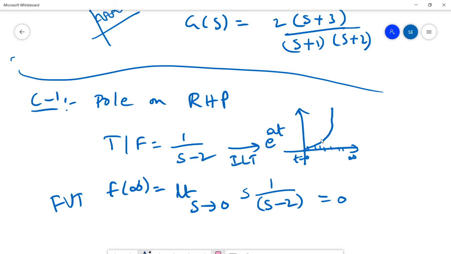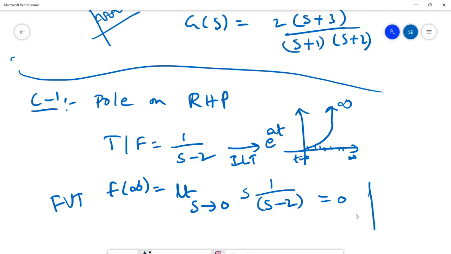But if you observe the plot, it is actually going to infinity, right? So for systems where the poles lie on the right hand side, this final value theorem is not applicable. We have practically proved it here. We considered one pole on the right hand side, applied the final value theorem, and what we got is zero final value.